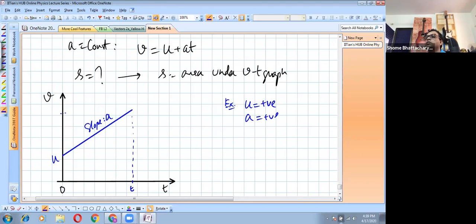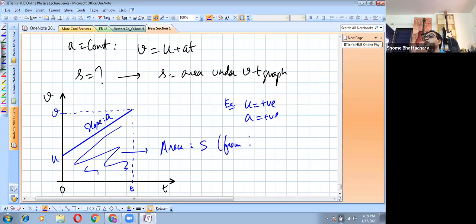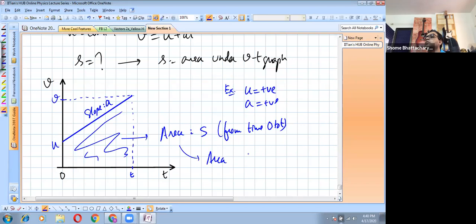when the velocity has become this value v. So what is the displacement? Is this area. So this area is the displacement from time 0 to t. So what is the trick for the area we'll use? What we have done earlier is the area of the trapezium. So it is area of trapezium. So that is half sum of parallel sides multiplied by perpendicular distance.